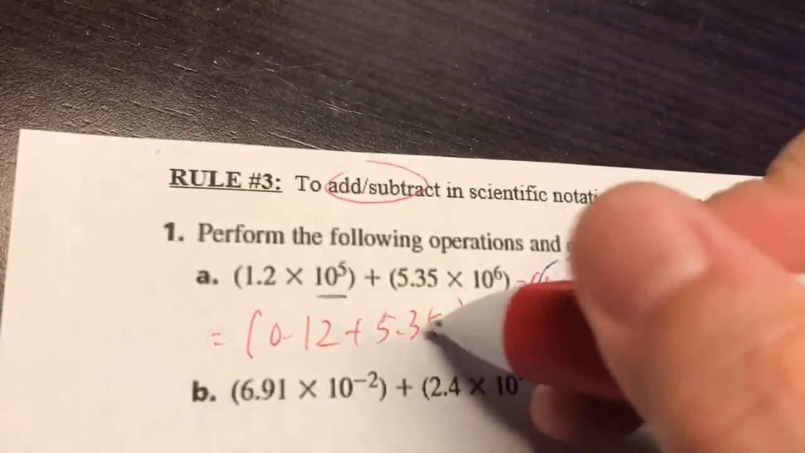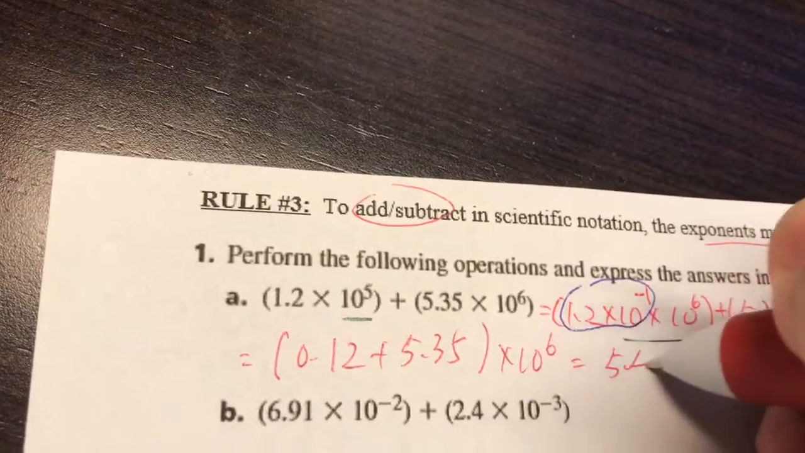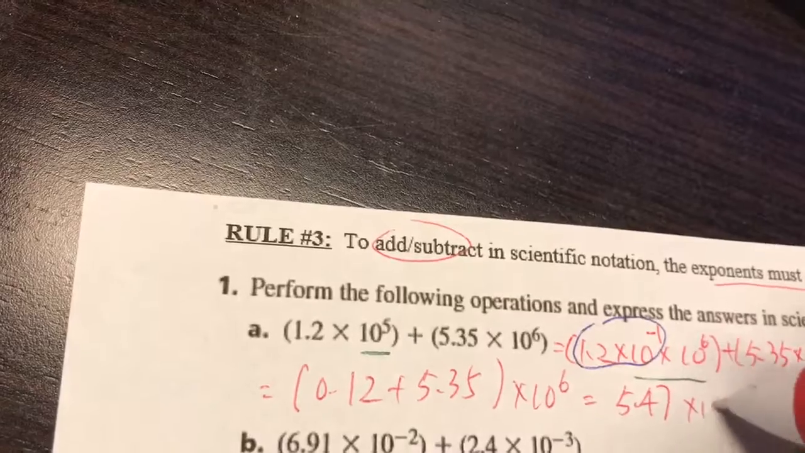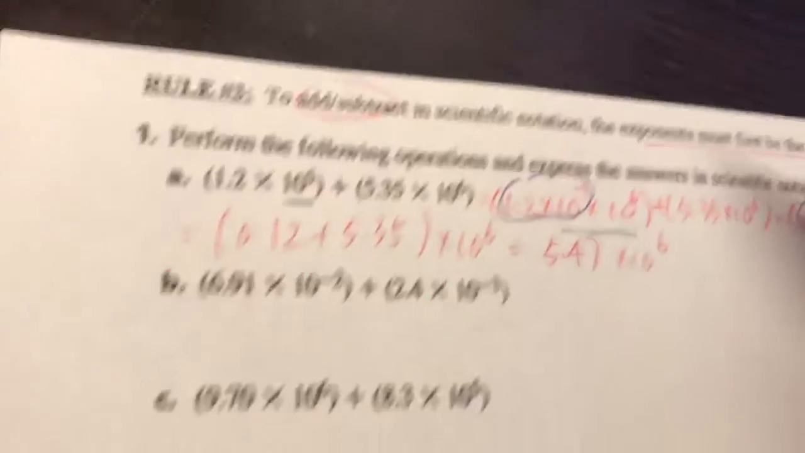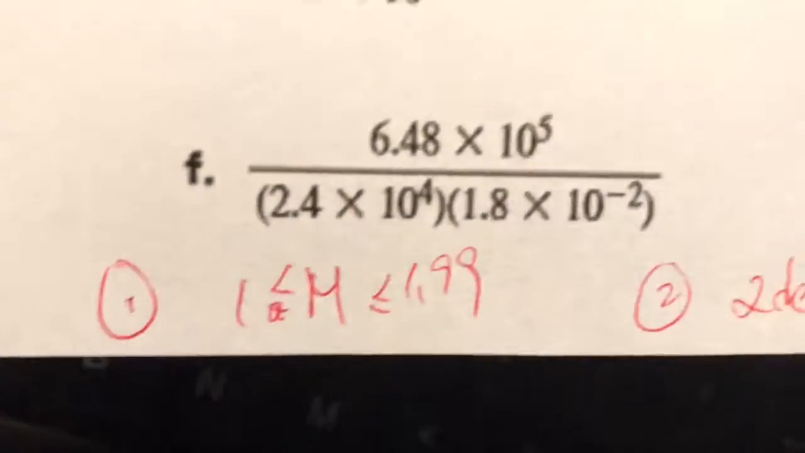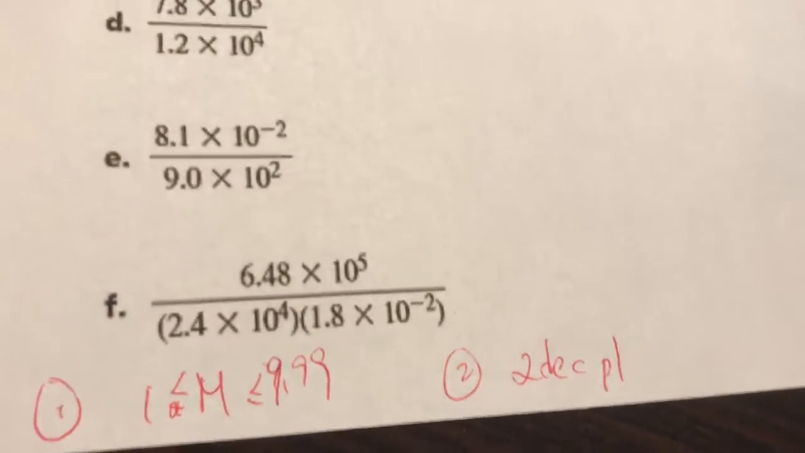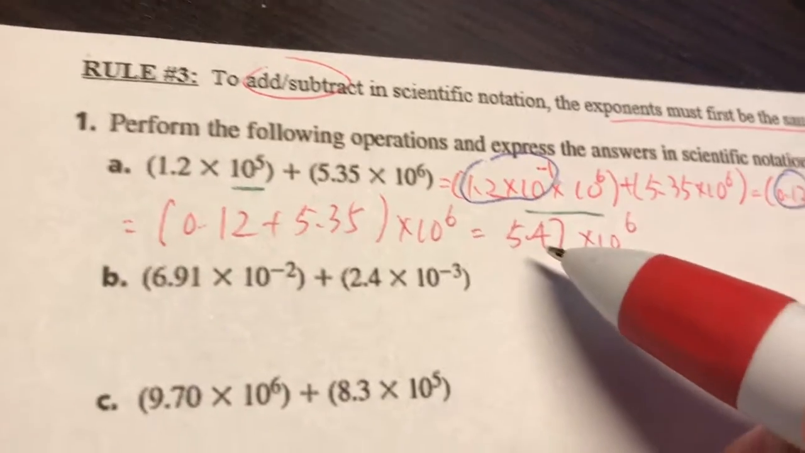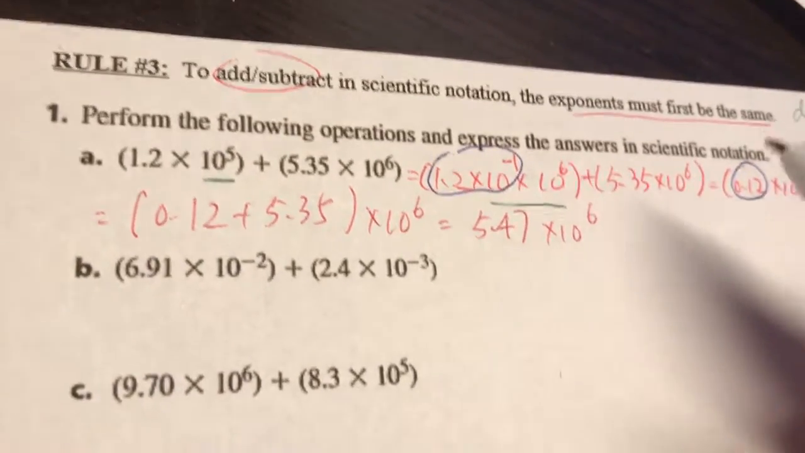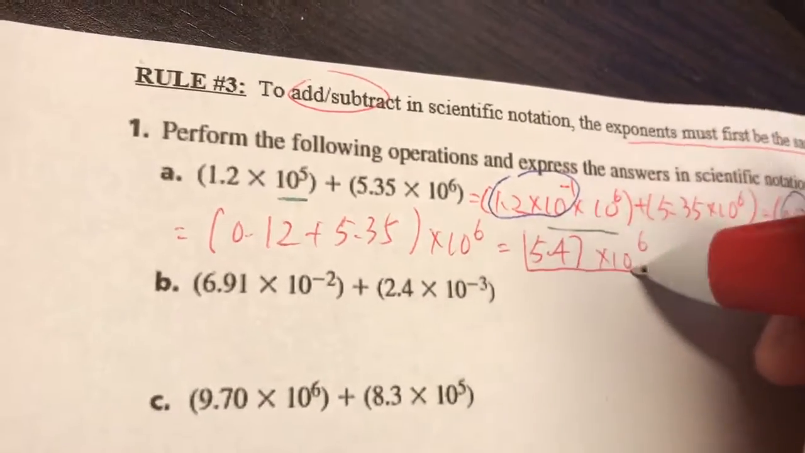Now, if I add this, I remember it's 5.47 times 10 to the power 6. Then I want to check two things. One is my n between 1 to 9.999, okay? And second is the two decimal places. All right, this number is between 1 to 9.999, and it's also two decimal places. So that's my answer.